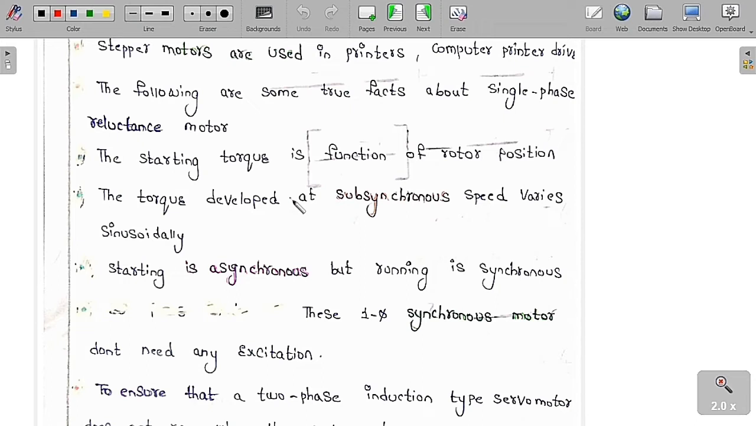This single phase reluctance type synchronous motor doesn't require any excitation. I already told you field excitation is not at all required for this single phase reluctance synchronous motor.